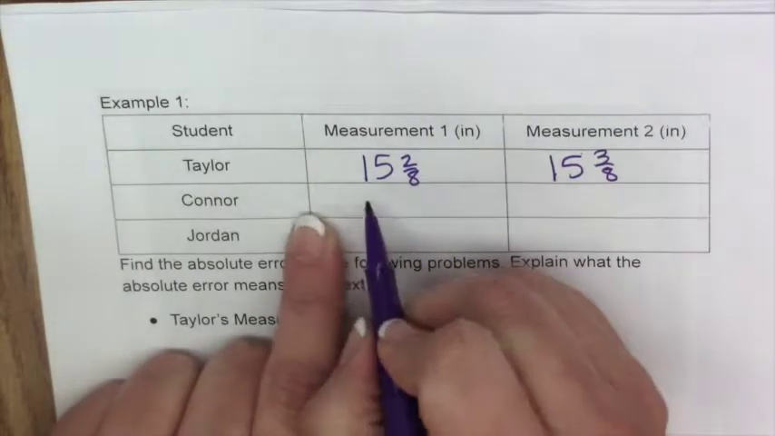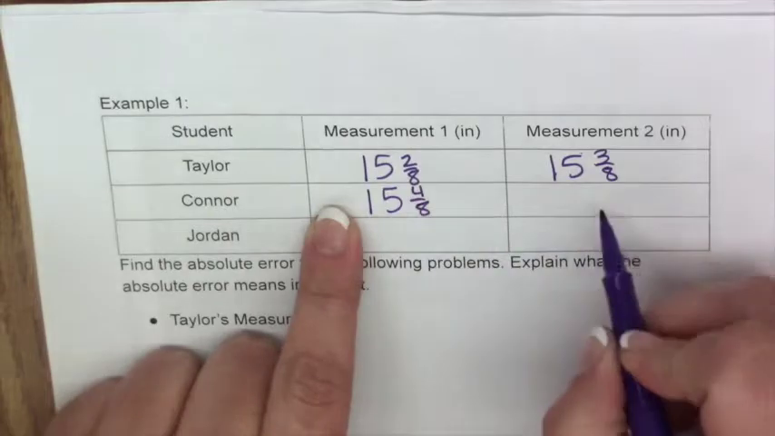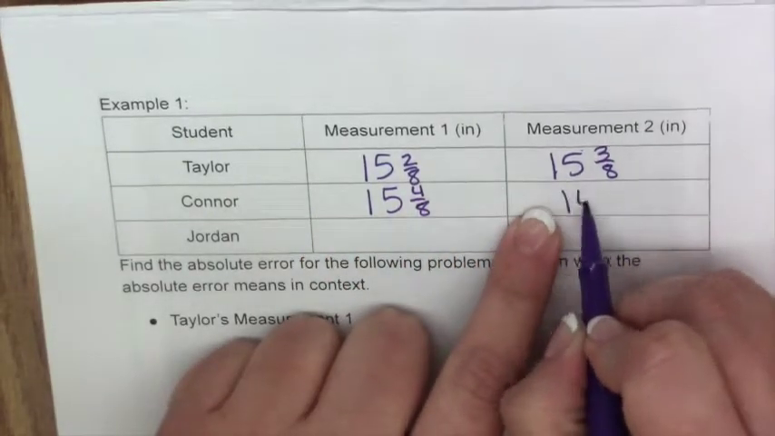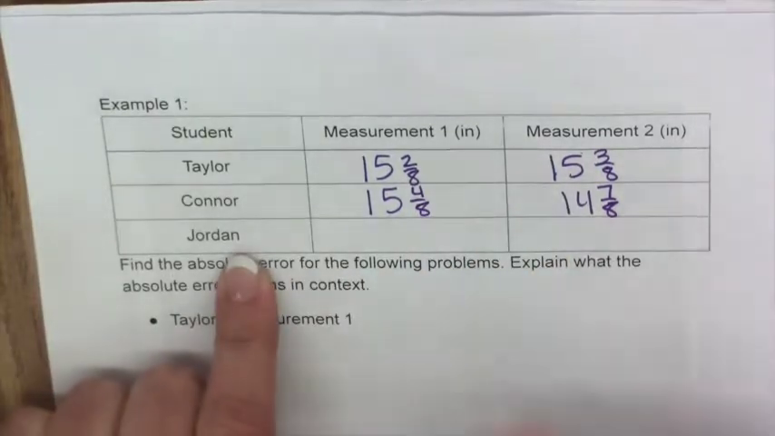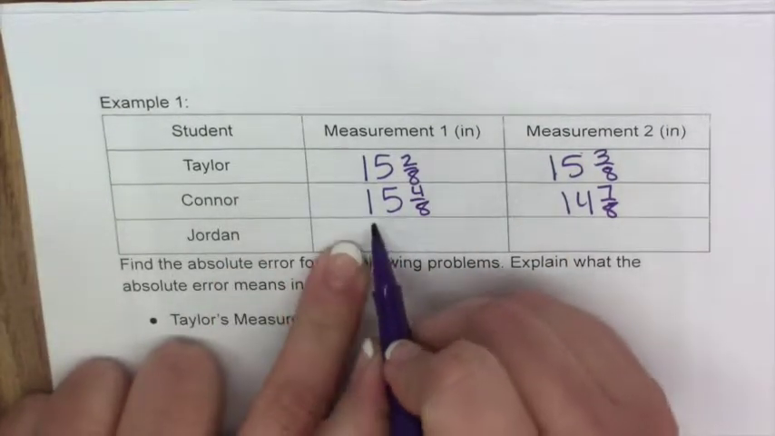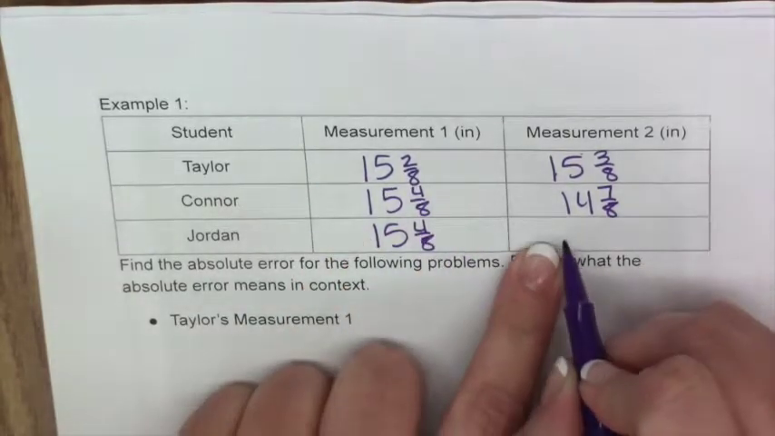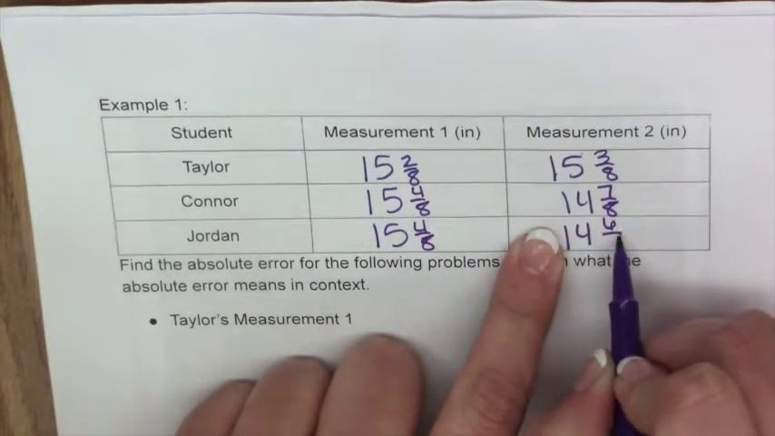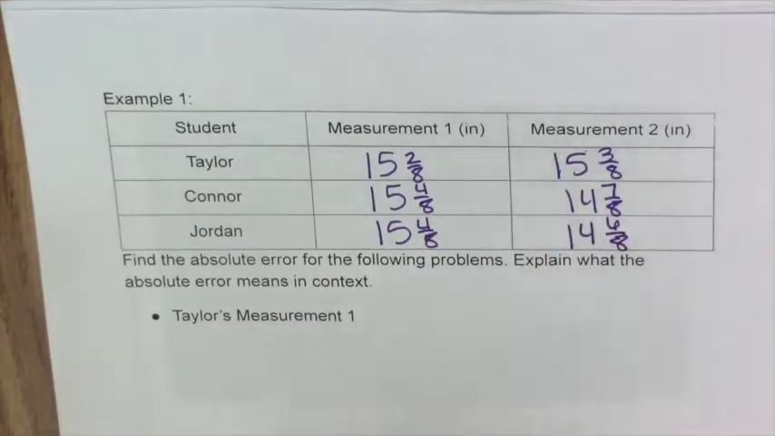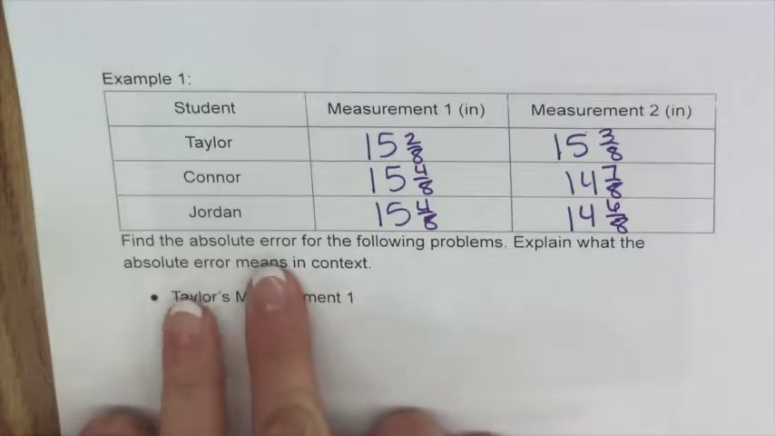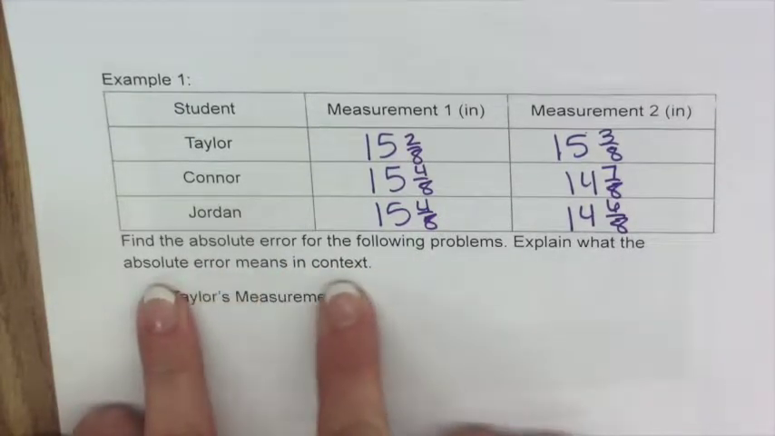And then the second time Taylor measures 15 3/8 of an inch. The first time Connor measures, Connor gets 15 4/8. And the second time, 14 7/8 of an inch. Finally, Jordan measures and gets 15 4/8, and then 14 6/8. So for our problems, we're going to find the absolute error for the following problems and explain what this absolute error means in context.